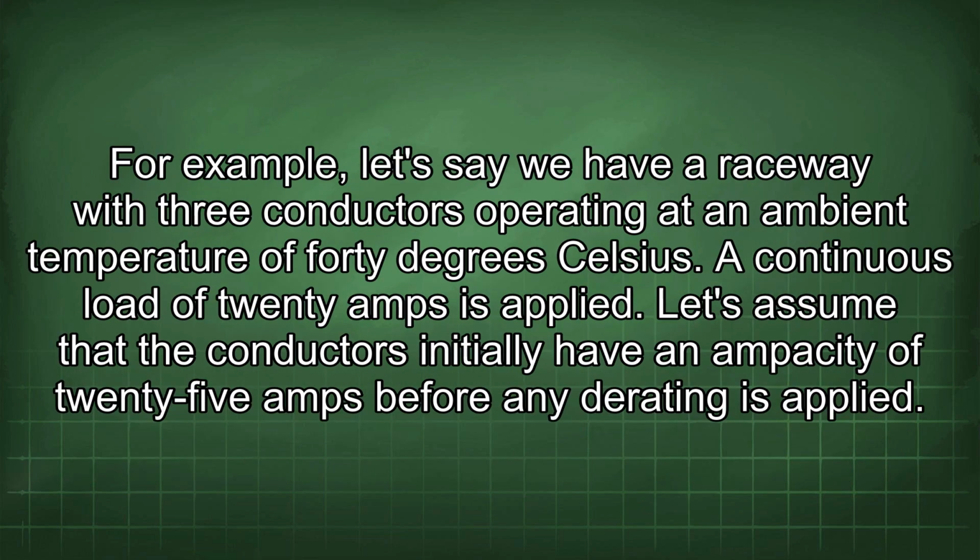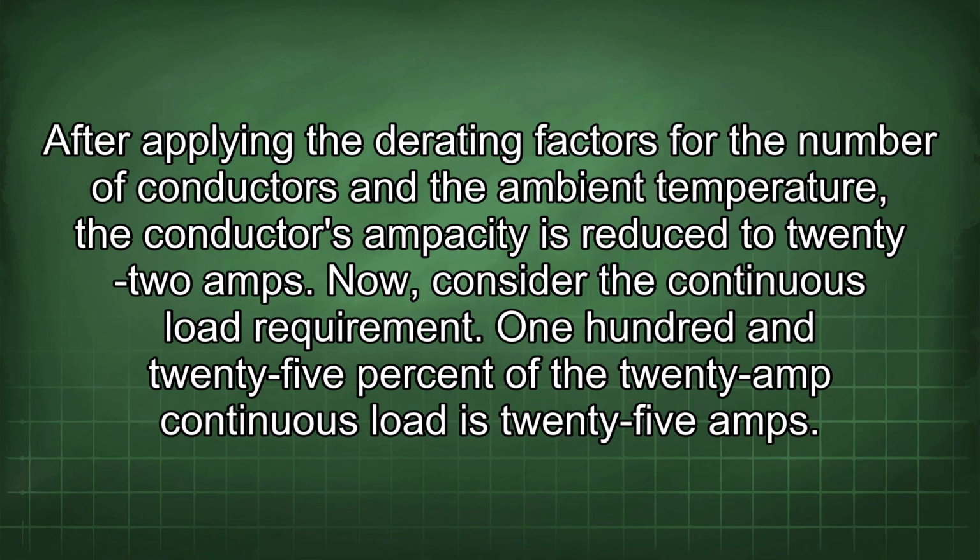For example, let's say we have a raceway with 3 conductors operating at an ambient temperature of 40 degrees Celsius. A continuous load of 20 amps is applied. Let's assume that the conductors initially have an ampacity of 25 amps before any derating is applied. After applying the derating factors for the number of conductors and the ambient temperature, the conductor's ampacity is reduced to 22 amps. Now consider the continuous load requirement.